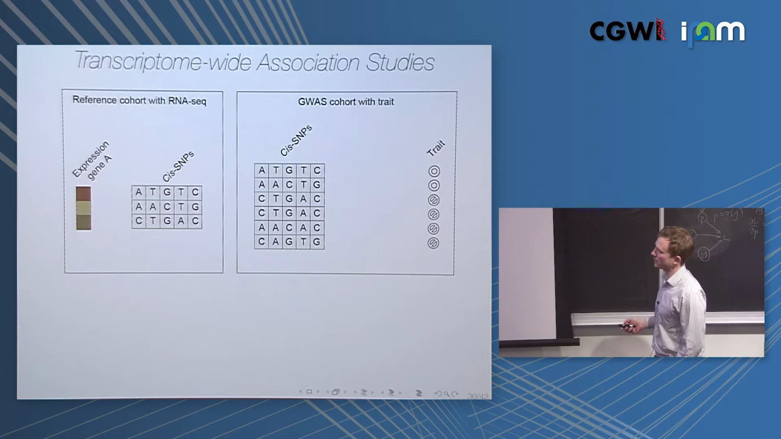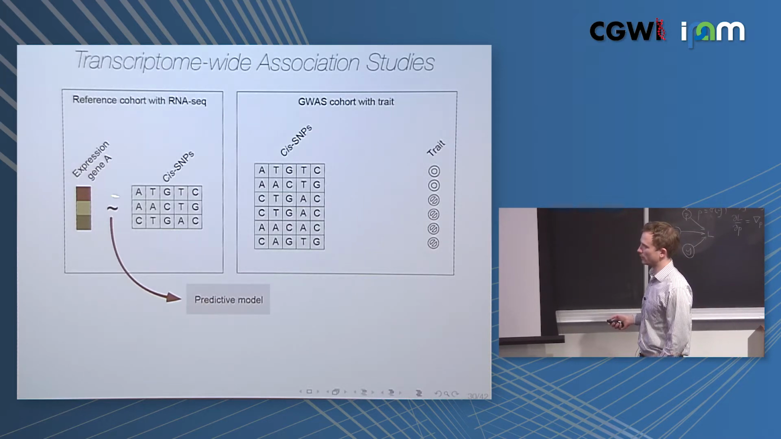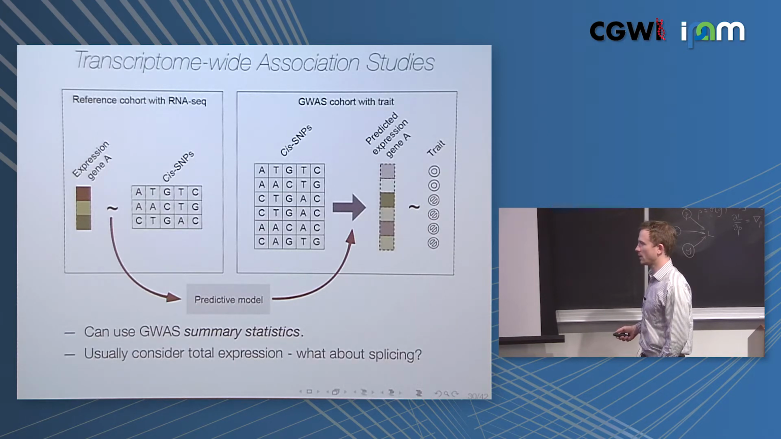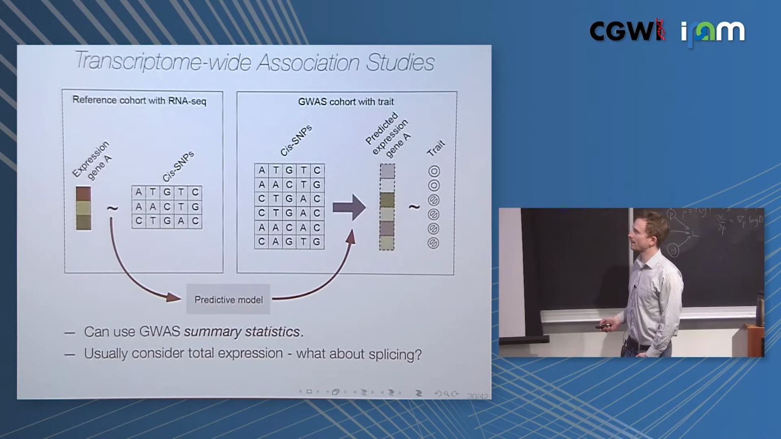So the idea of a TWAS is to learn a predictive model going from local genotypes to gene expression, and then to use that predictive model to impute expression in the GWAS cohort. And then you can think about associating those predicted expression traits with your high-level trait. You can also do this using just GWAS summary statistics, which is convenient because that's usually what you have access to. And while people usually just consider total expression, what about also thinking about splicing?